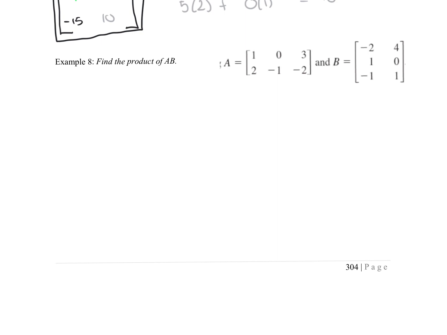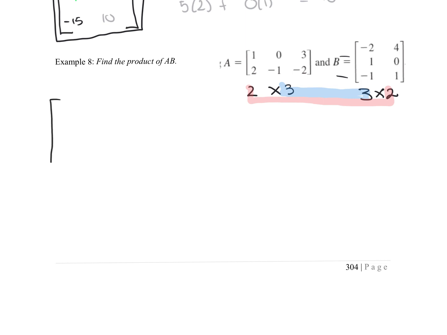So this is a 2 rows by 3 columns. This is 3 rows by 2 columns. 2 rows, 3 columns, 3 rows, 2 columns. So remember, my interior dimensions have to match, which they do, which means I can multiply the matrices. So I'm going to get a 2 by 2 matrix.